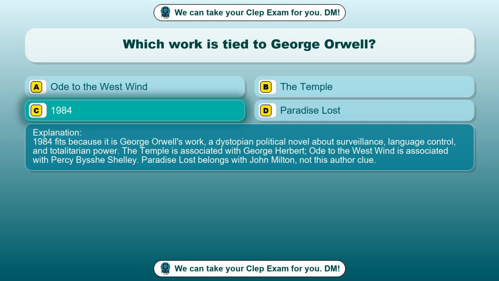1984 fits because it is George Orwell's work, a dystopian political novel about surveillance, language control and totalitarian power. The Temple is associated with George Herbert. Ode to the West Wind is associated with Percy Bysshe Shelley. Paradise Lost belongs with John Milton, not this author clue.